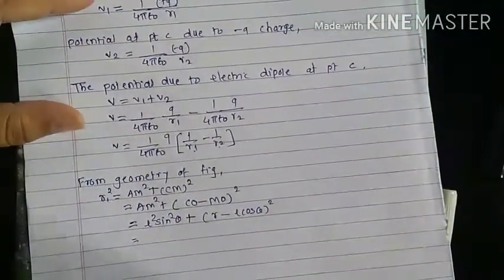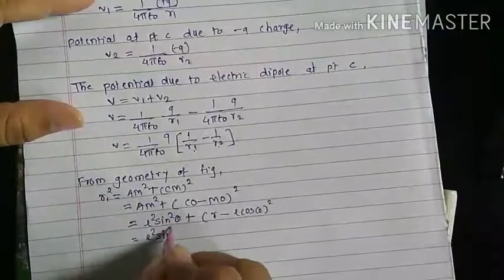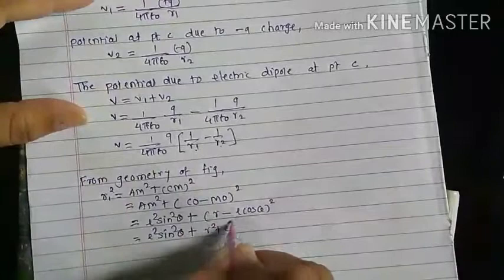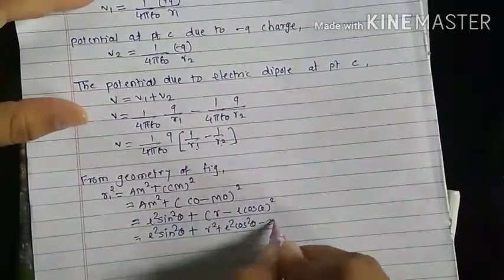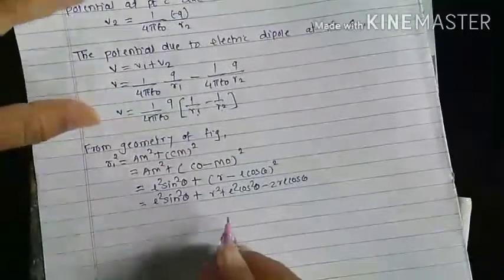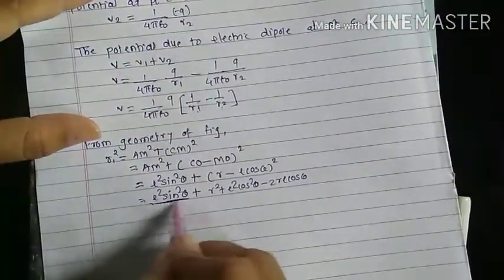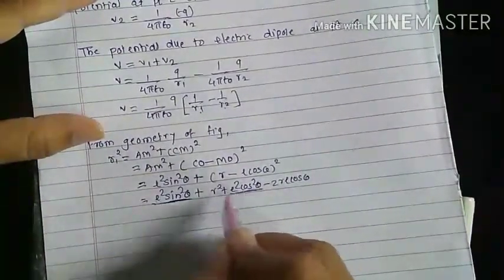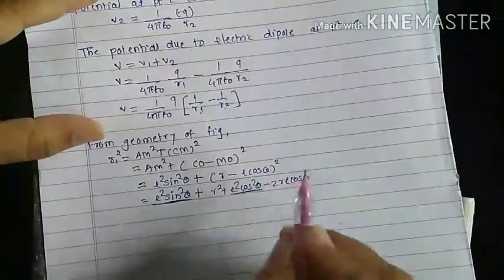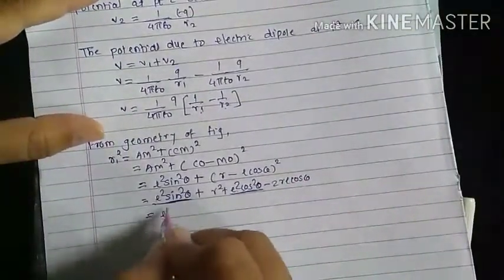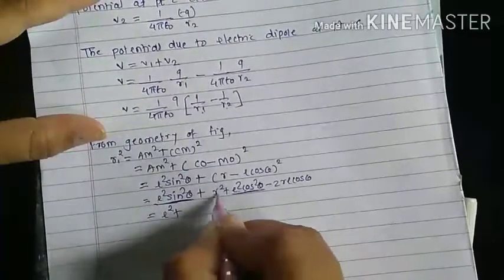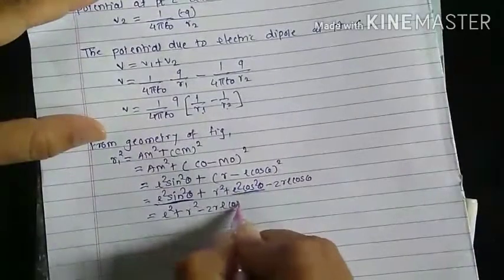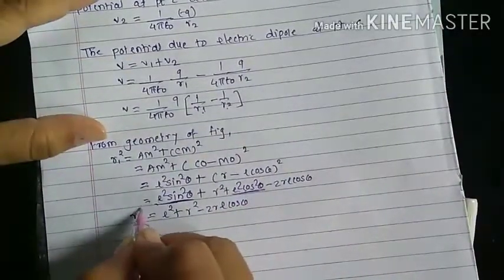This is equal to L square sin square theta plus the expansion of this bracket, R square plus L square cos square theta minus twice RL cos theta. It is observed that here L square is common. From both these, L square is common, and in a bracket sin square plus cos square, and we know that its value will be 1. Therefore, only L square remains. Here is R square minus twice RL cos theta. This is the value of R1 square.